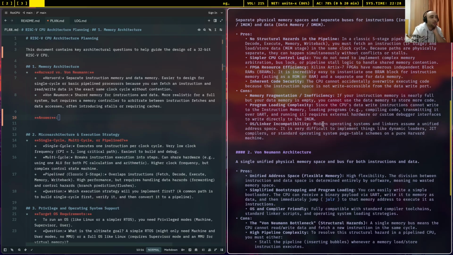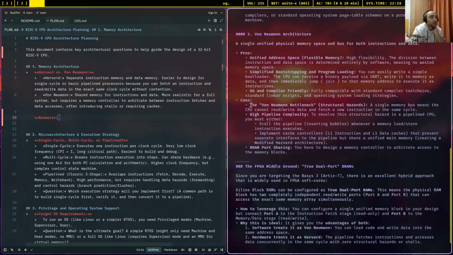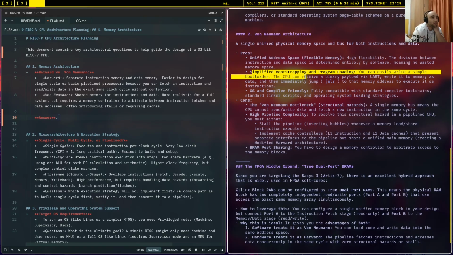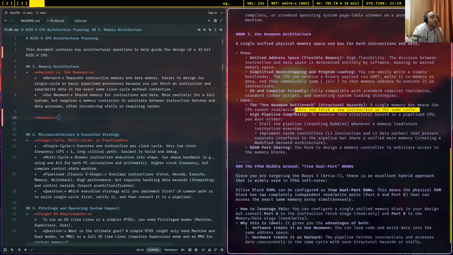OS linker incompatibility. Modern operating systems and linkers assume a unified address space. It is very difficult to implement things like dynamic loaders, just-in-time compilers, or standard operating system page table schemes. A single unified physical memory space and bus. Unified address space. Simplified bootstrapping. A single memory bus means the CPU cannot read-write data and fetch a new instruction in the same cycle. High pipeline complexity.